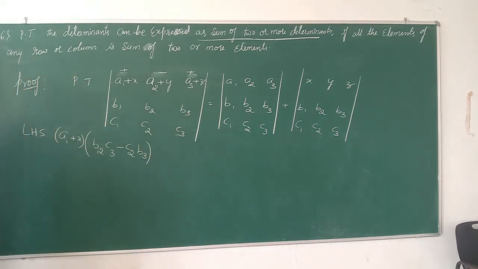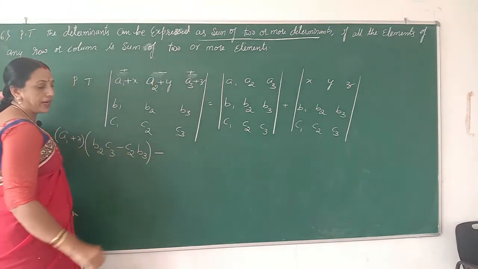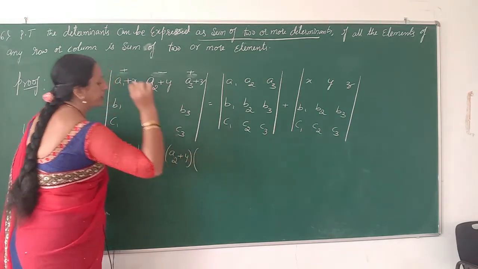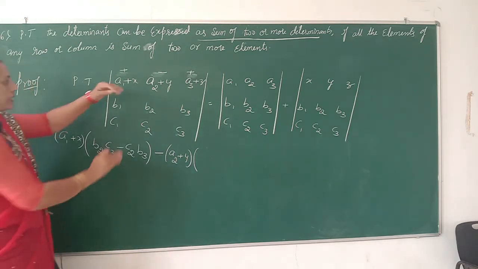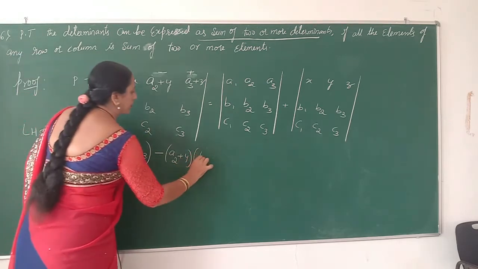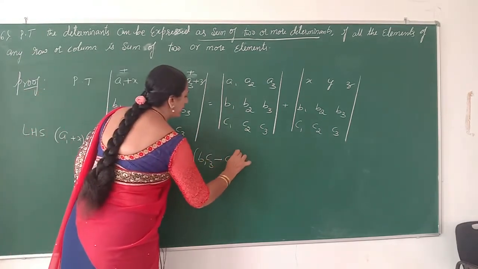Similarly, the next element is A2 plus Y. It is multiplied with minus, that is minus A2 plus Y of, an element of first row, second column; these elements are neglected and the remaining are cross multiplied, that is B1C3 minus C1B3.